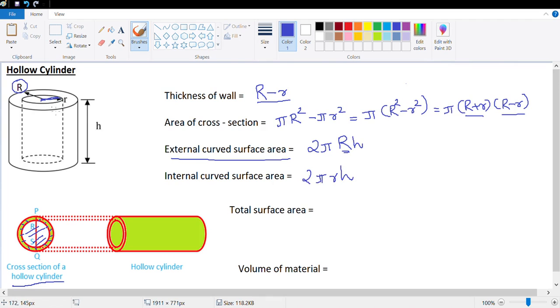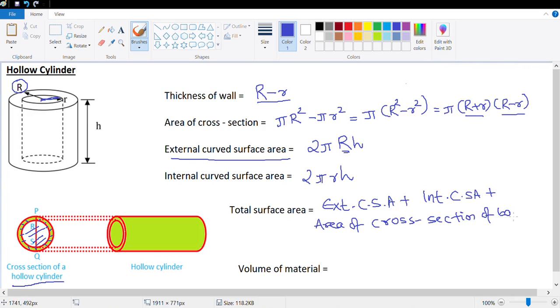smaller cylinder. Our total surface area would be equal to external curved surface area plus internal curved surface area plus the area of cross section of base and area of cross section of the top.